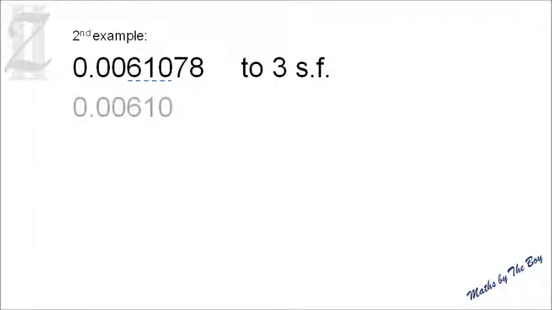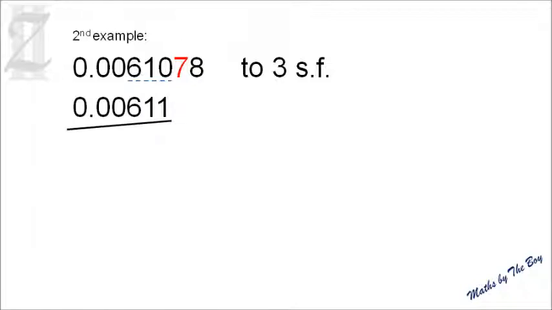Now I need to decide if this number needs to be rounded up. So I look at the digit after the underlying numbers. Is it more than or equal to 5? Yes, it is. I add 1 to the last underlying number. So the end 0 changes to a 1. Your answer is 0.00611.